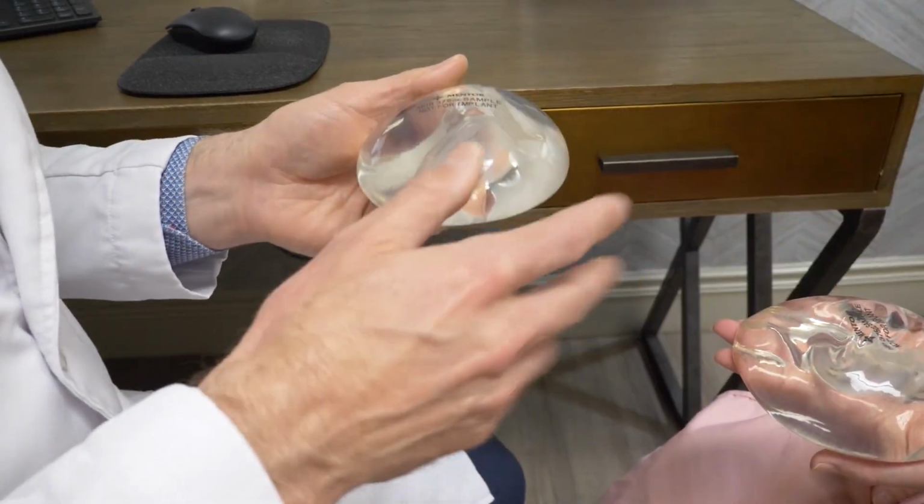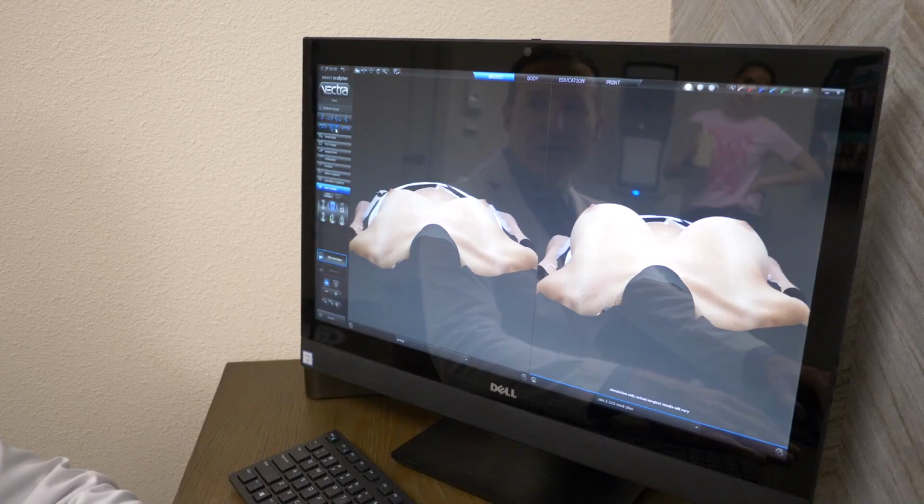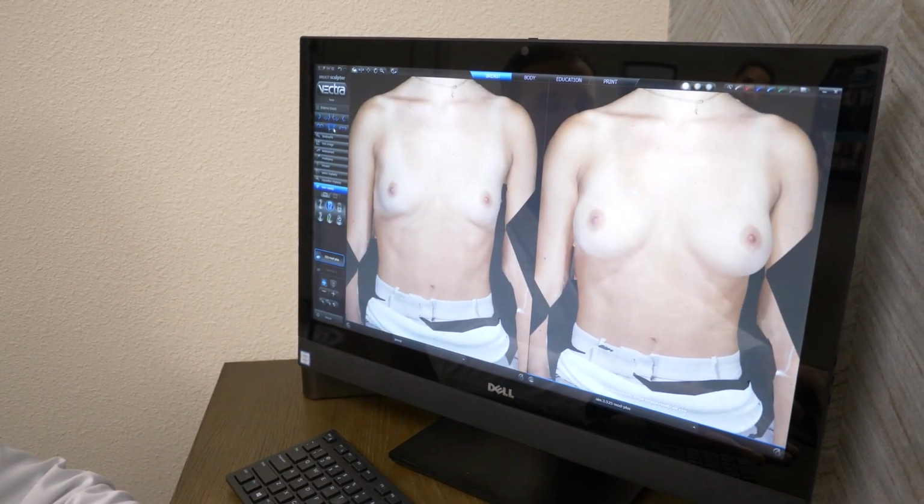Before Vectra, we often had a bra that had a pocket in it, and we would stuff the bra. Early on we'd use rice in a bag, and then as we got more sizers, we'd put silicone sizers in that bra, and you'd stuff it, and people would look in the mirror. But it was highly inaccurate, and so Vectra is a much better process for that.